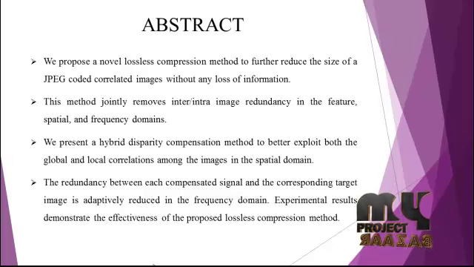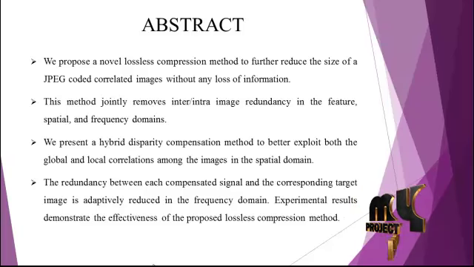We propose a novel lossless compression method to further reduce the size of JPEG coded correlated images without any loss of information. This method jointly removes the intra and inter-image redundancy in the feature, spatial and frequency domains. We present a hybrid disparity compensation method to better exploit both the global and local correlations among the images in the spatial domain. The redundancy between each compensated signal and the corresponding target image is adaptively reduced in the frequency domain. Experimental results demonstrate the effectiveness of the proposed lossless compression method.